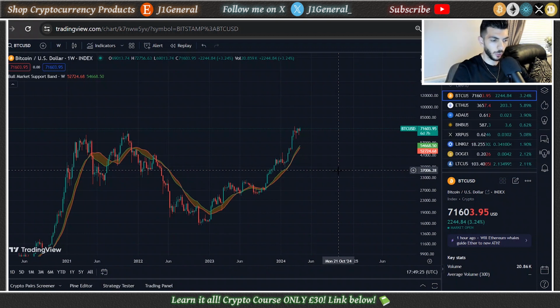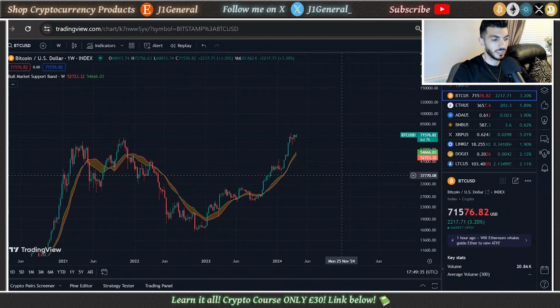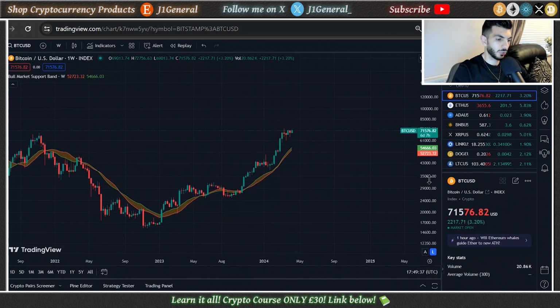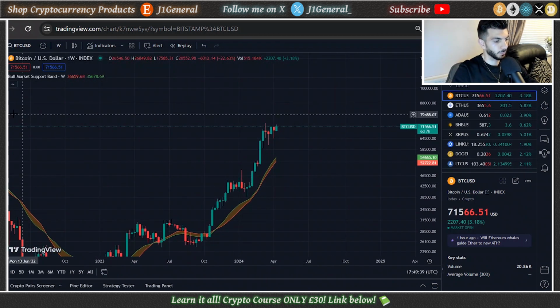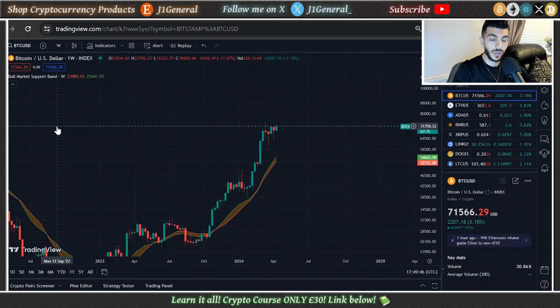But as we all know, the bull market support band is created by moving averages, and we know that moving averages are lagging indicators. So what does that mean? Let me just show you a quick example, because this is the best way I can articulate myself for you to understand why it's important to understand lagging indicators.